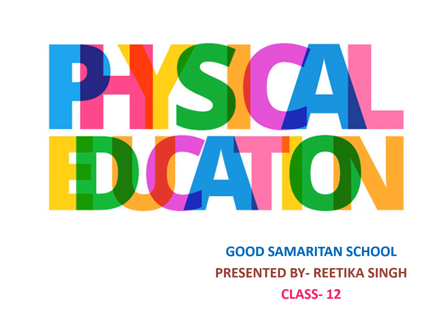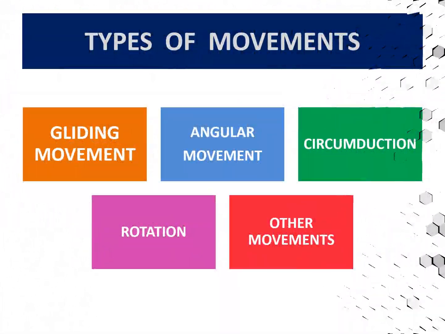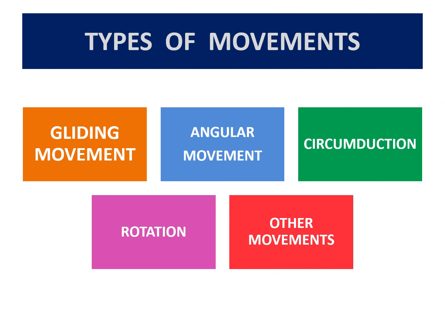So, children, as we are on the 8th chapter, today we will look at one more topic from this chapter, that is types of movement. Children, as you can see in this slide, there are mainly 5 types of movements. First one is gliding movement, then angular movement, circumduction movement, rotation, and the last one is other movement. So, children, today we will discuss all movements one by one, okay?